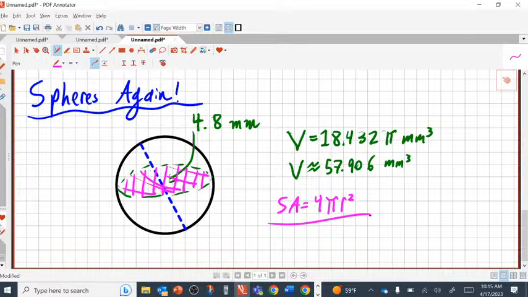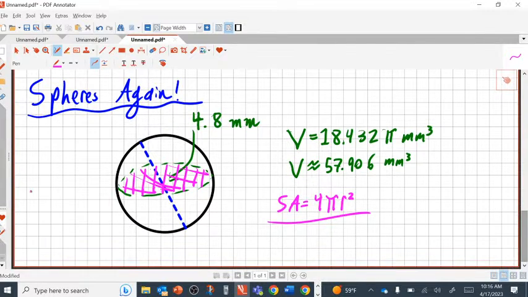Is it? Wait a minute. So the circumference is 2 pi r. No, because then it would be 4 pi squared r squared, which that's crazy because it is circumference squared divided by pi, which I don't know.